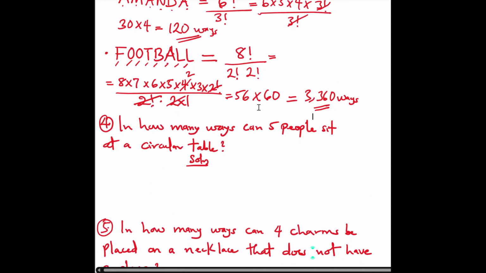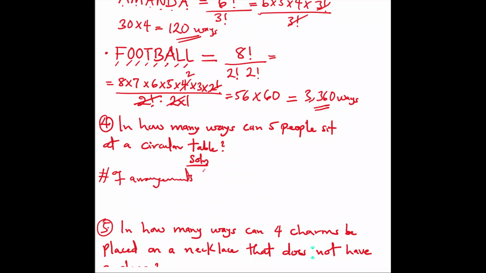So number 4, we have, in how many ways can 5 people sit at a circular table? So now this, we have to find the number of arrangements in a circular pattern. Okay, and the formula that we use is number of arrangements. So the formula is n minus 1 factorial divided by 2. So this is the formula whenever you are given a scenario question that is in a circular pattern.